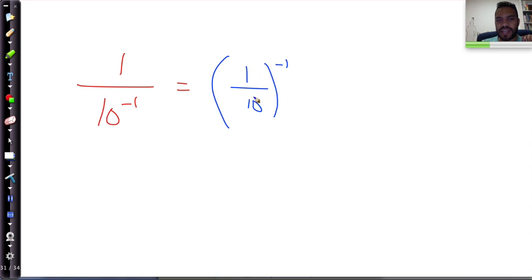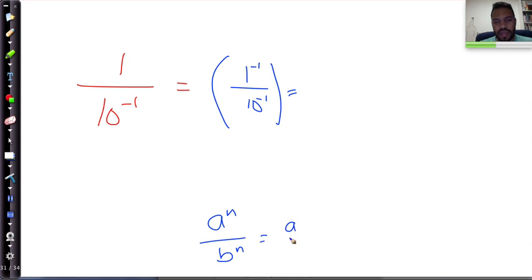1 over 10 to the negative 1. Because remember, let's break it down further, let's say that is actually 1 to the negative 1 over 10 to the negative 1. And then if I use the law that says a to the power of n over b to the power of n is equal to a over b to the power of n, I'm now working from this thing here to that thing. And this law goes both ways, right?